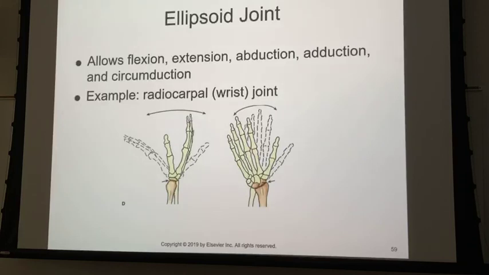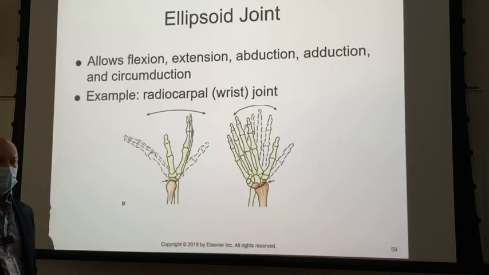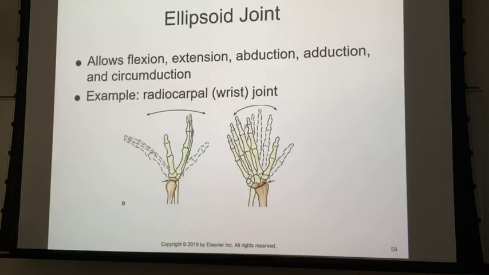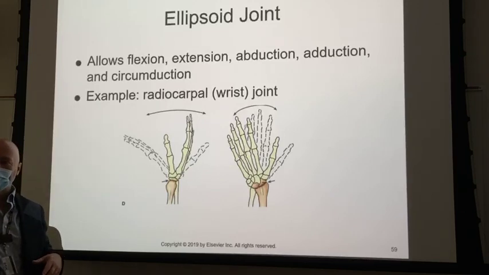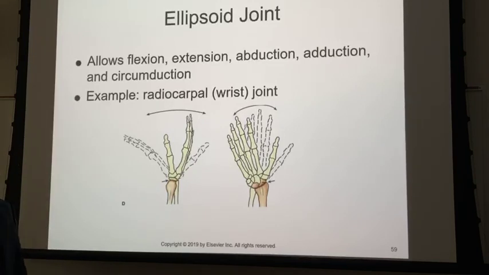An ellipsoid joint not only allows for flexion and extension, but it also allows for abduction and adduction. So an ellipse is kind of like a circle, maybe an elongated circle. So, you know, your wrist joint allows you to not just flex and extend, but also kind of go around in a circle as well.